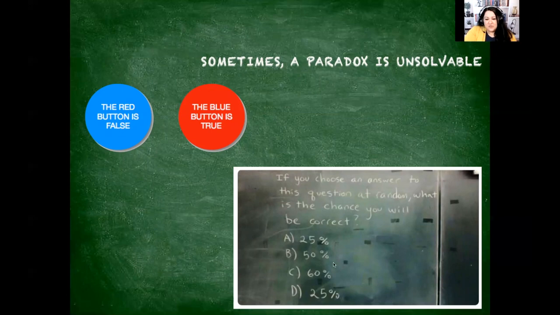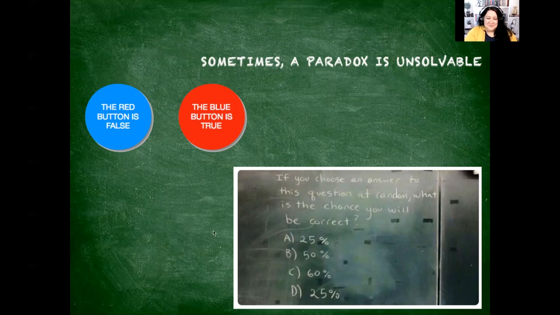All right. If you choose to answer this question at random, what is the chance you will be correct? Well, there are four answer choices. So the answer is 25%. But uh-oh, look at the answer choices. Two of the answer choices say 25%. Ooh, so now that means that there's a 50% chance that I can get the answer right. But now that it's 50, the answer has changed. So B, 50% is no longer correct because it's only one of the four answers. That's only 25% of the answers. Oh no.